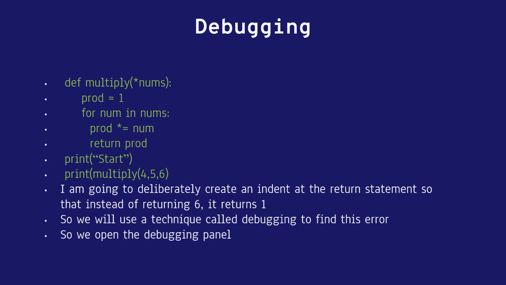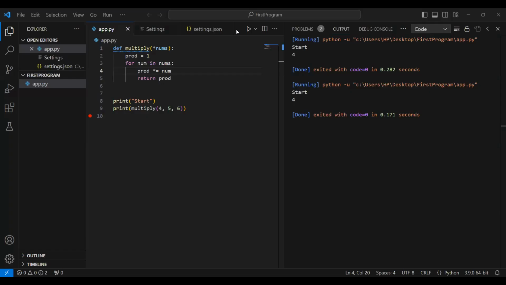So I want us to run this program first, the way it is. So when you run this program, we get start, then 4.